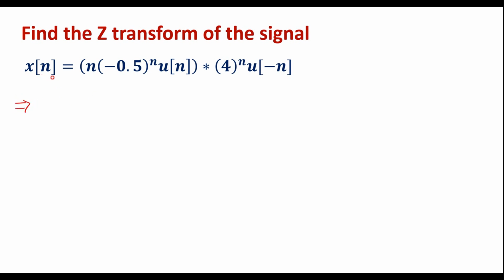So here we can see that x of n consists of two different signals. The first signal is this one. I will call this x1 of n, and I will call this signal y1 of n. So here x1 of n convolution with y1 of n, we are supposed to find the Z transform of this convolution of signals. We know that convolution of signals in time domain is equal to product of the signals in Z domain. So let me consider the first signal, that is x1 of n.